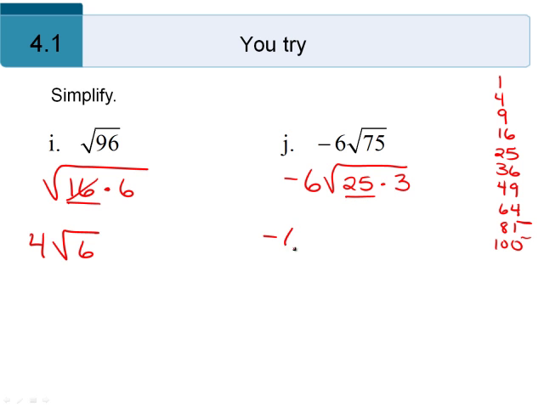So I have the negative 6 still on the outside. The square root of 25 is 5. That comes outside. That's gone. And we're still left with the square root of 3. So now simplify on the outside. Negative 6 times 5 is negative 30. And the square root of 3 is your answer there.